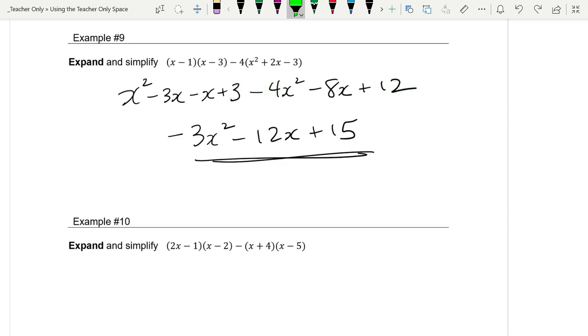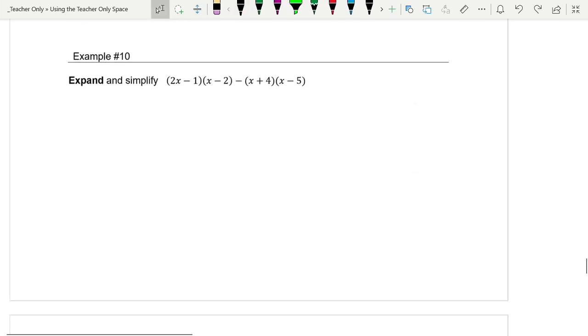All right, and example 10 is more of the same. We're going to FOIL that. So 2x times x is 2x squared. Oh, hang on, I don't have the pen on. 2x squared. 2x times -2 is -4x. -1 times x is -x. -1 times -2 is +2.